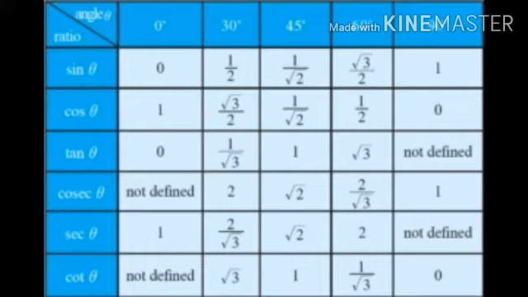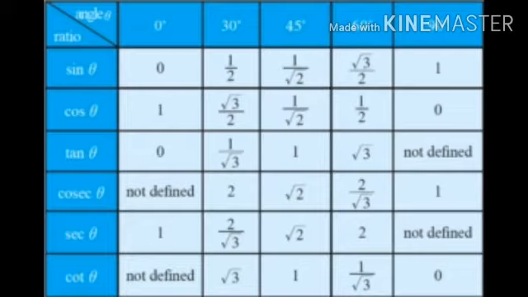Now we are seeing the table of sin theta, cos theta, tan theta, etc. First, take sin theta. Sin 0 degrees equals 0. Sin 30 degrees equals 1 by 2. Sin 45 degrees equals 1 by root 2. Sin 60 degrees equals root 3 by 2. And sin 90 equals 1.